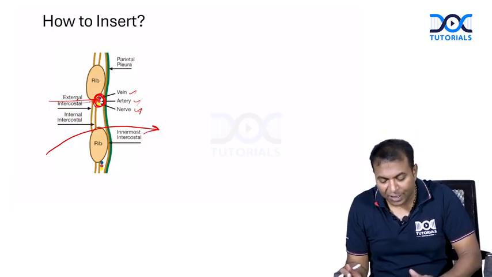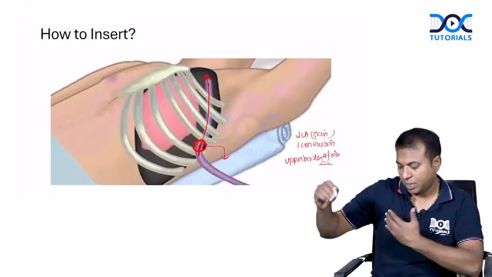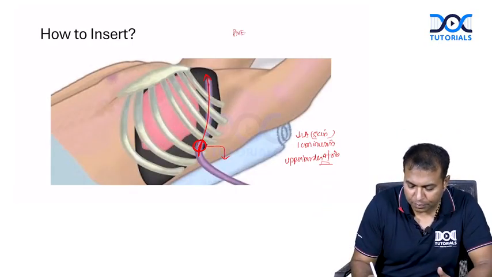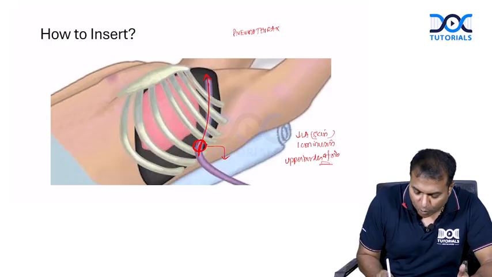And as the tube is entering, you can see from this picture the tube is going upwards towards the apex. That is done for pneumothorax. In cases of pneumothorax, we have to put the tube towards the upwards. In a case of pleural effusion and other conditions, you can go towards the downwards.